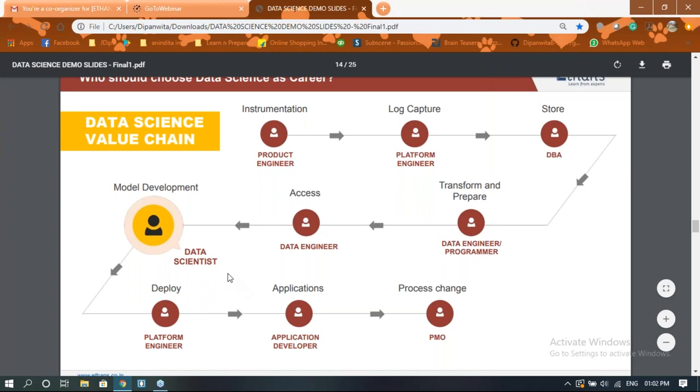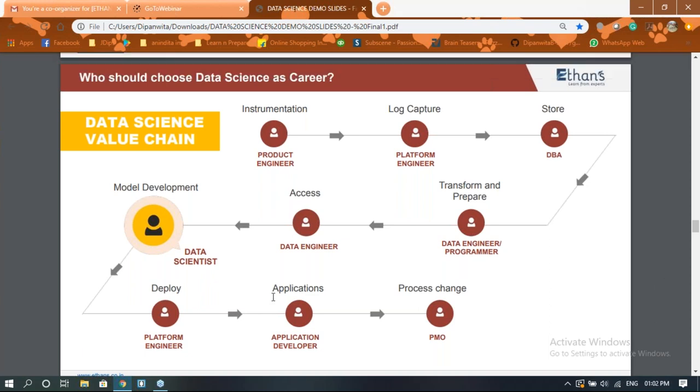Once the data scientist creates the model, it goes further down the line where platform people deploy the model, use it in an application, and finally the application is created.